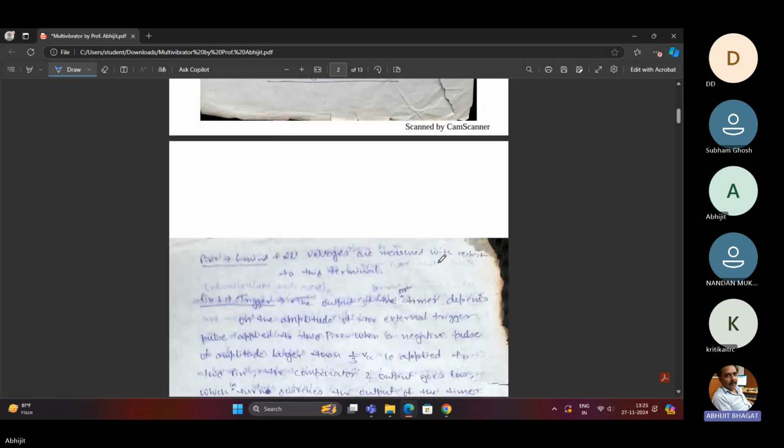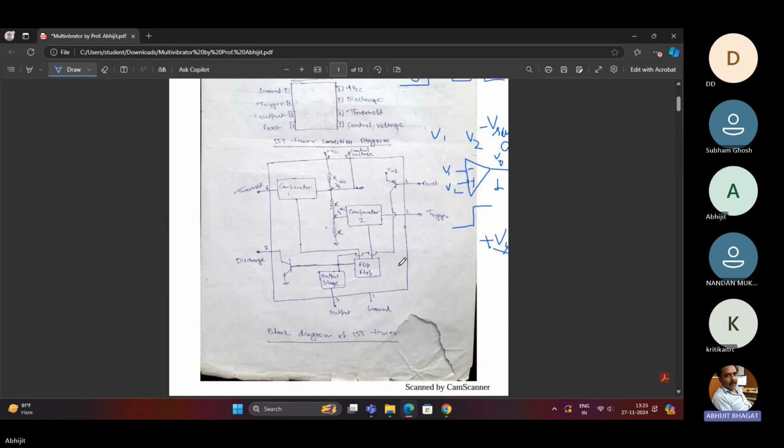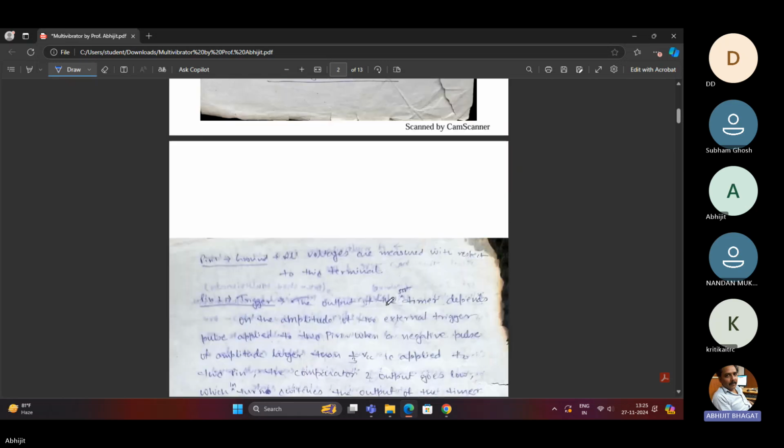All voltages are measured with respect to this terminal voltage. Any voltage is measured with respect to the terminal voltage, meaning the ground voltage. Suppose your output voltage is 5 volts. So it is 5 with respect to ground, meaning with respect to 0 volt. So any voltage is measured with respect to ground voltage. So pin number 1 is the ground voltage.